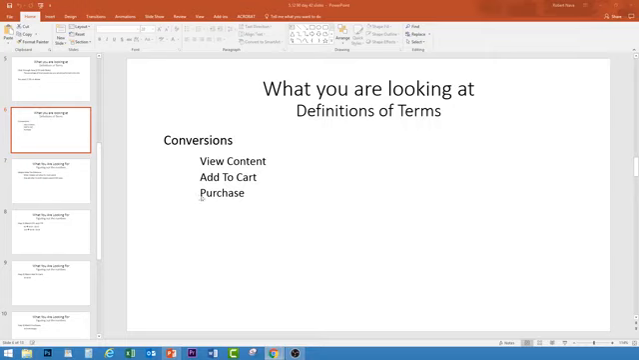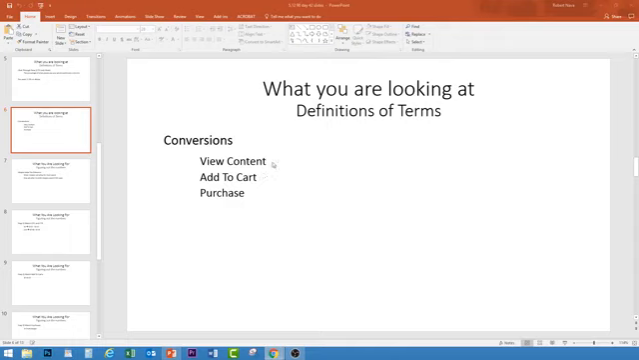And then there is purchase conversions, and ultimately that's what you want. You want people to purchase. You want people to buy from you, right? You want people to come to your store and not view content, or not only view content, and not only add to cart, but to purchase, to make that end purchase, right? You want the money, right? Otherwise, you wouldn't be having your store.